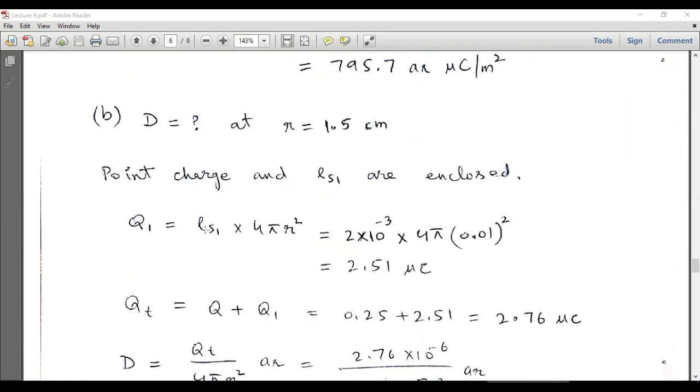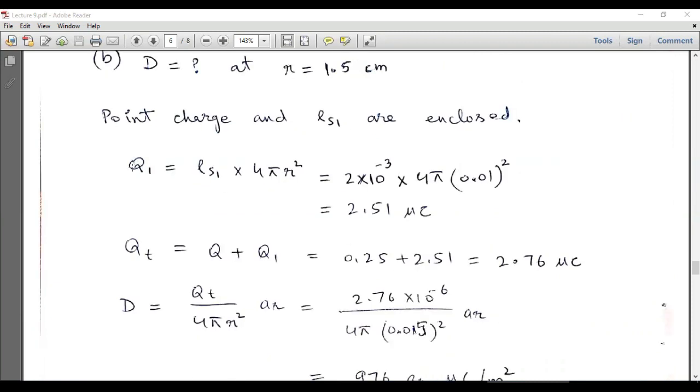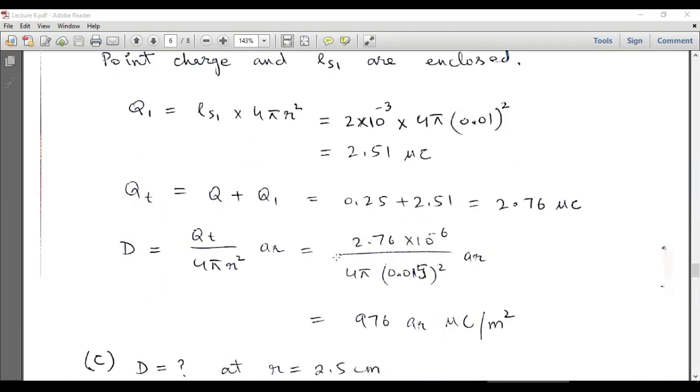So Q1 is equal to rho S1 into 4 pi r square, and r is equal to 1 centimeter, right? So Q1 will be equal to surface charge density multiplied by the surface area. So this is surface charge density. Area is 4 pi r square and r is equal to 1 centimeter. So this is total charge. Now this is the charge which is the surface charge for a spherical surface of r equal to 1 centimeter. Now the total charge will be the sum of point charge and this first surface charge, and it is equal to 2.76 microcoulomb. Now D is equal to Q over 4 pi r square. So this is QT divided by 4 pi r square AR.